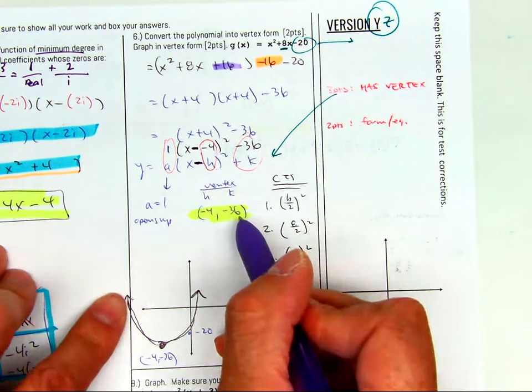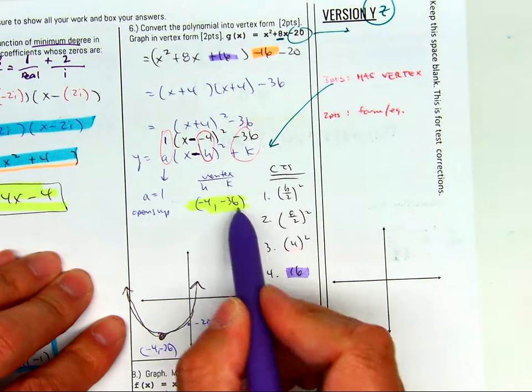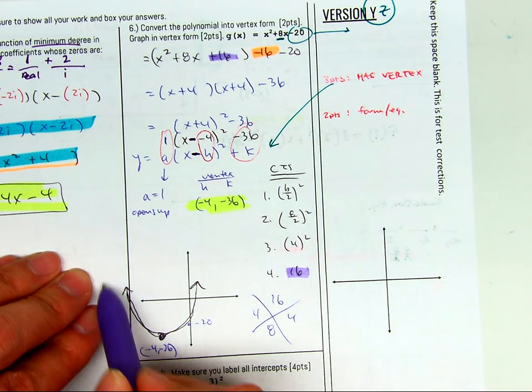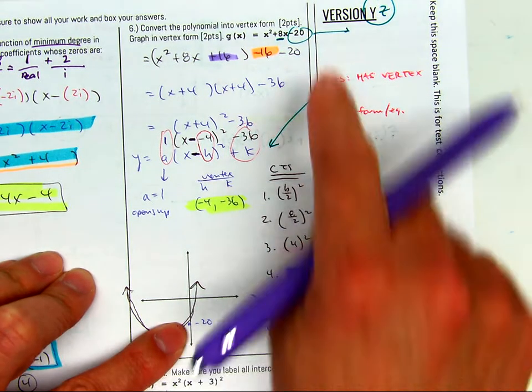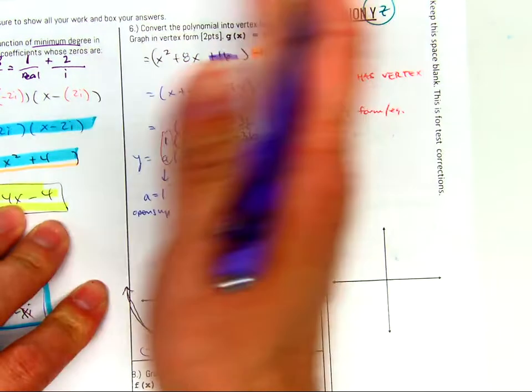The a value is 1, so your graph opens up. The vertex is negative 4, negative 36: left 4, down 36, quadrant 3. You didn't need to note that, but it does cross the y-axis at negative 20. In this problem, it's not asking you to find the x and y intercepts.